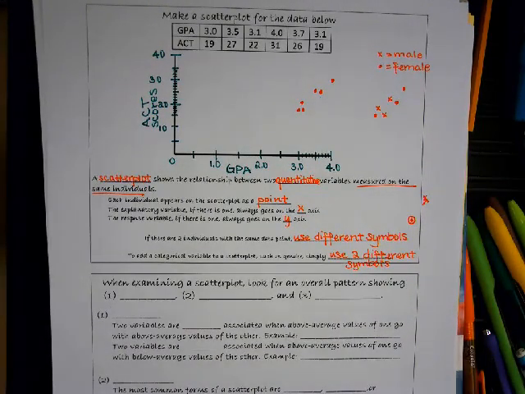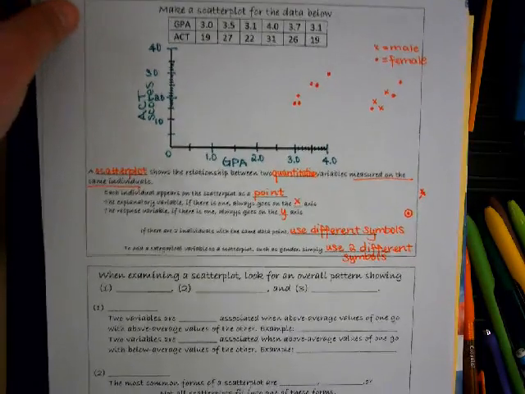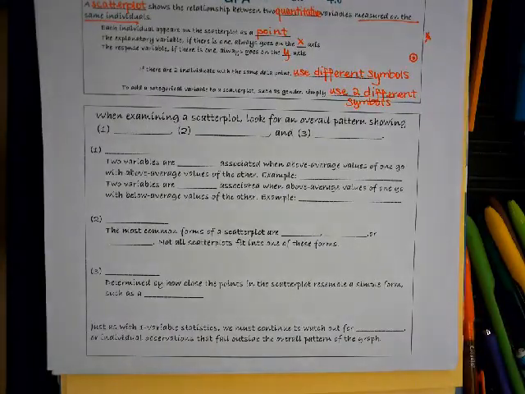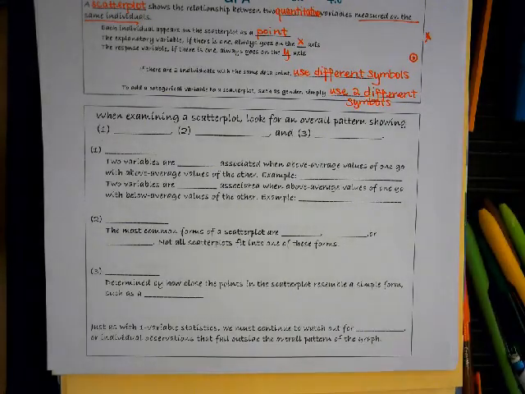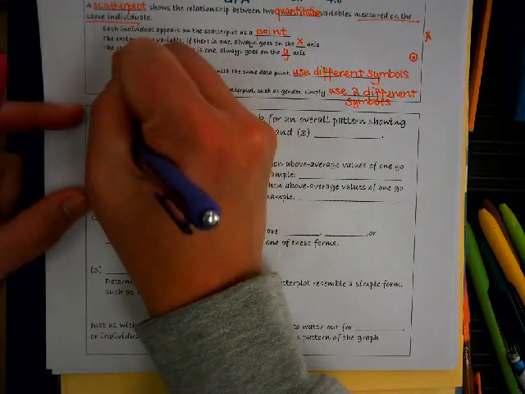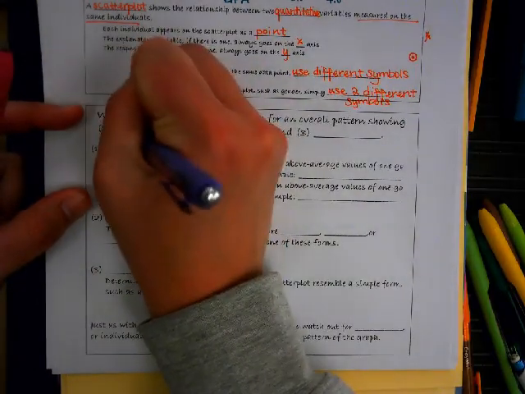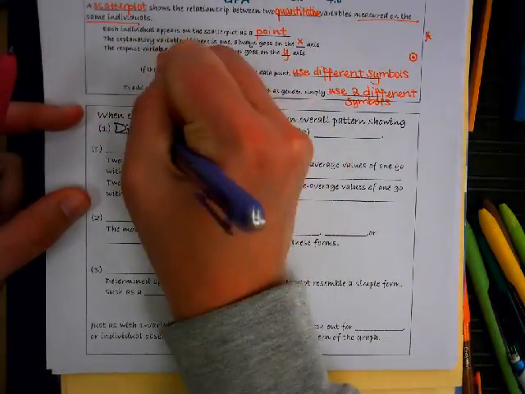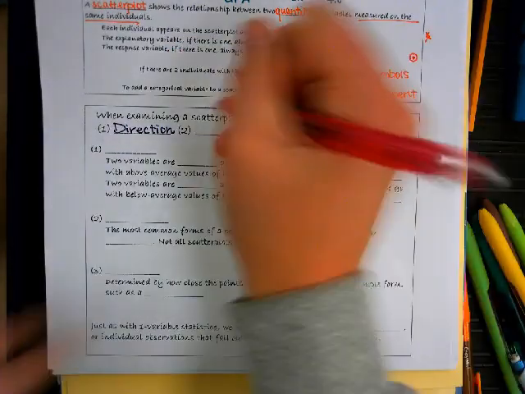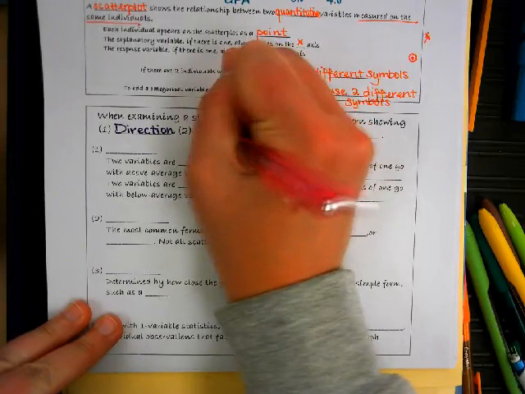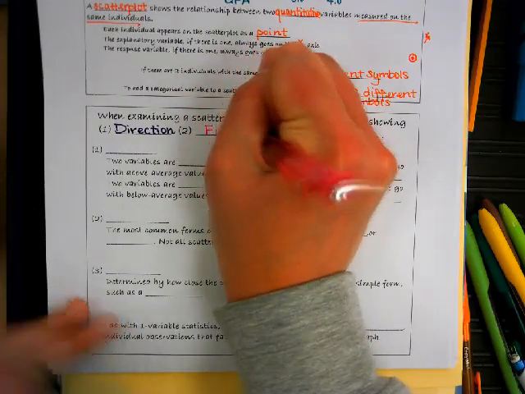And then, like I said, when we look at a scatter plot, we want to look for that overall pattern. And there are a few things that we want to focus on with that pattern. The first one is direction. The second one is form. And the last one is strength.